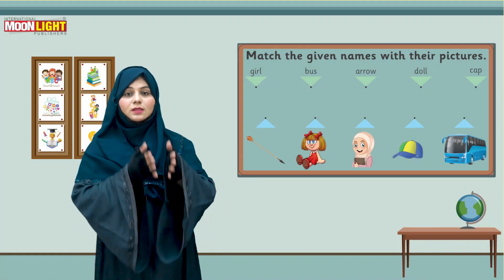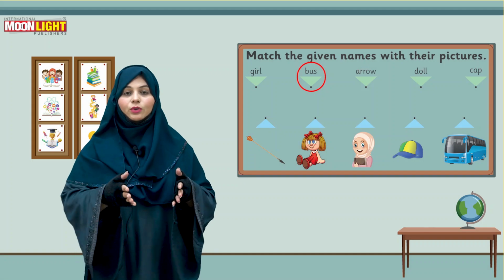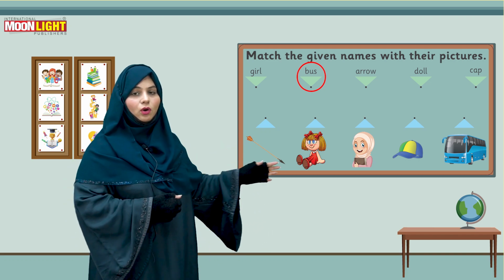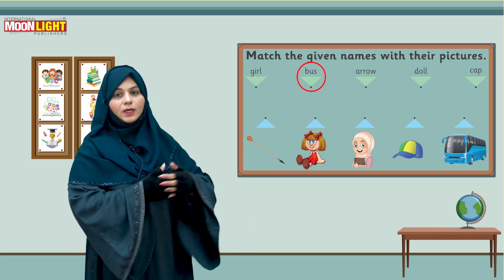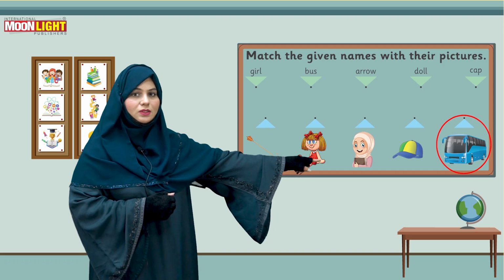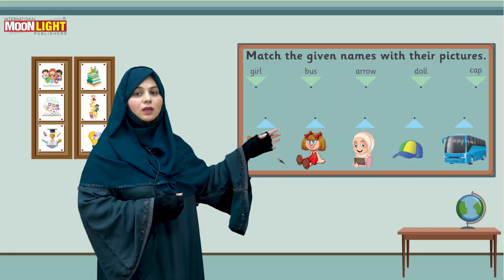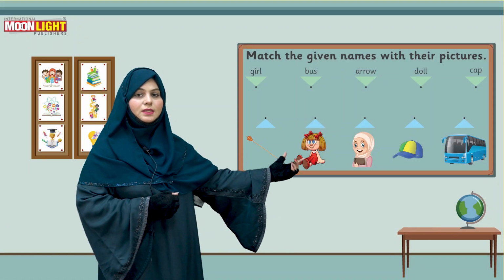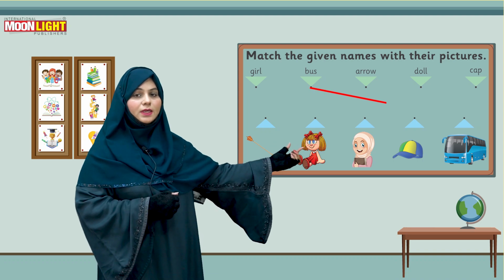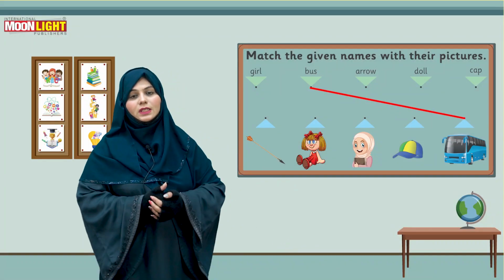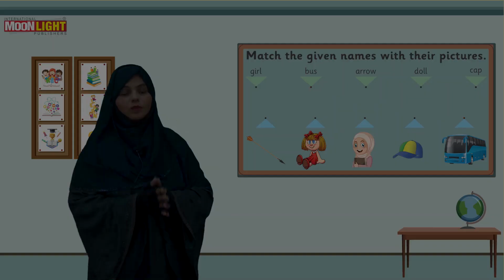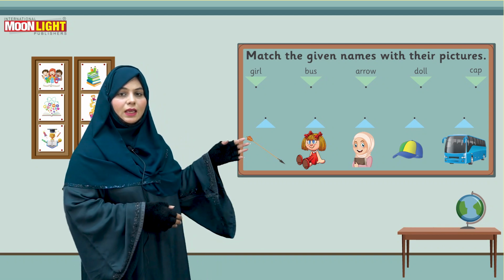And the second word is bus. Firstly, you have to look at all the pictures. Where is bus? Yes, at the last there is bus. B-U-S. Bus. Match the word bus with the picture of bus. Yes, do matching neatly.